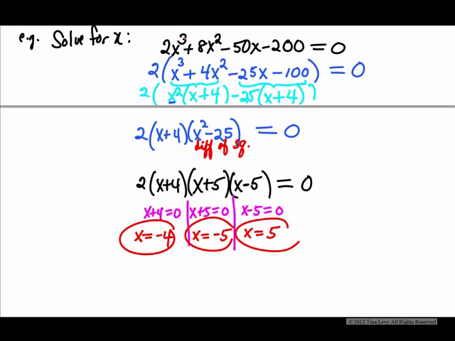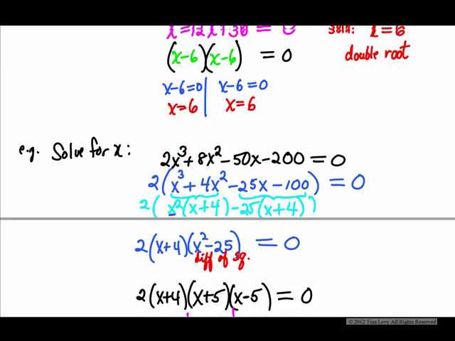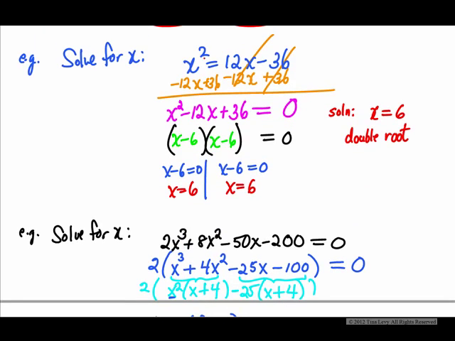Because we had 3 as our highest exponent, that told us we had 1, 2, 3 solutions. And that's why when we go back here, we had in this one 2 as our highest exponent. We had the 6 appearing twice. That's why we call it a double root.